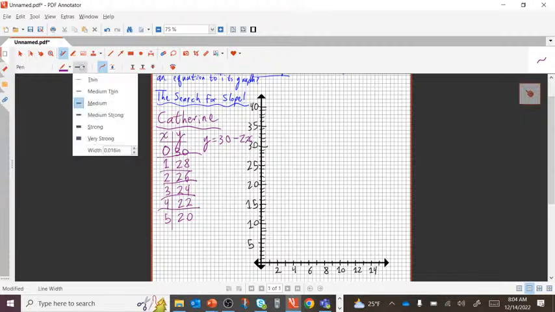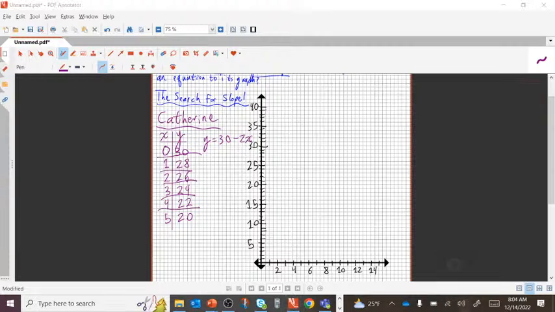Now let's go ahead and fill in those places. So you got 0 and 30, so we're going to put a dot right here. 1 and 28. And then 2 and 26. 3 and 24. Oops, I messed up somewhere, didn't I? Hang on, that's 2. There we go.